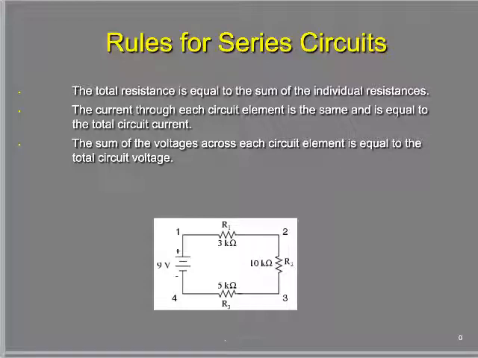So the rules for series circuits: the total resistance is equal to the sum of the individual resistances. The current through each circuit element is the same and equal to the total circuit current, and the sum of the voltages across the circuit elements is equal to the total circuit voltage. This is like the Christmas lights where if one bulb goes out, the whole string of lights goes out, right? And you ask, why is that the case? It's because the total resistance is equal to the sum of the individual resistances. So if I have a bulb go out, there's no current now flowing through that bulb, and so all other bulbs go out.